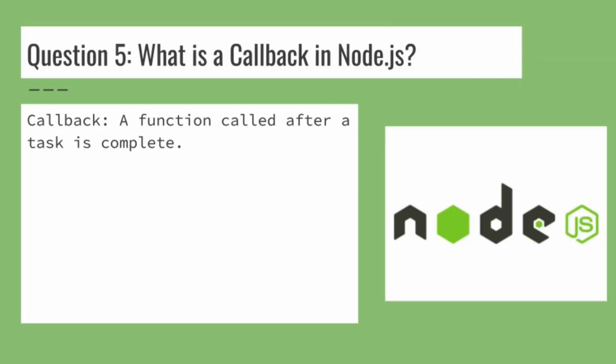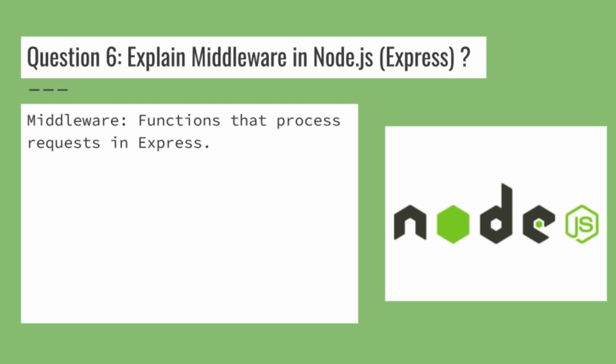What is a callback in Node.js? Callbacks are essential in Node.js for handling asynchronous tasks. Instead of waiting for a task to finish, Node moves on to the other task and calls the callback when it's done, keeping the process fast and efficient.